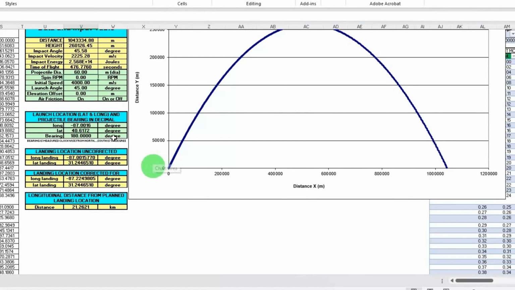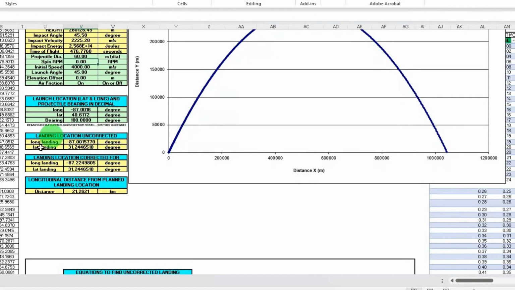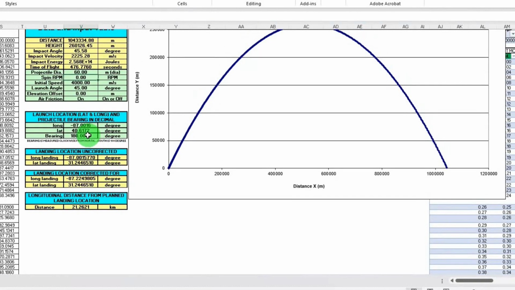Then from this information, specifically the distance and the time of flight, we can calculate what I'm calling the uncorrected landing position. This would be where this projectile would land if it was shot directly south from this location, and it went that distance. So this is a spherical calculation. It's not like a flat line type of thing.